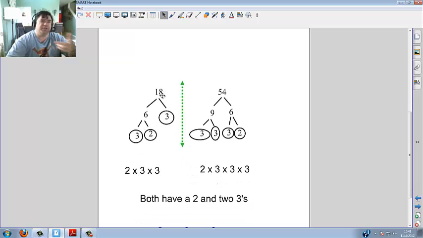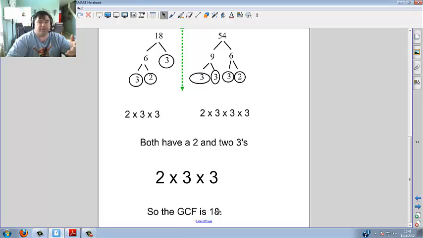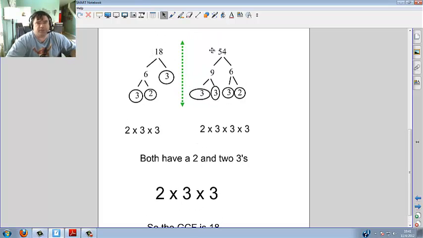Now you might say, wait a minute, this whole number is 18. Well, that's true. But you can take 18 divided by 18. Therefore, the greatest common factor is 18. If you had 18 over 54, it would become 1 over 3.